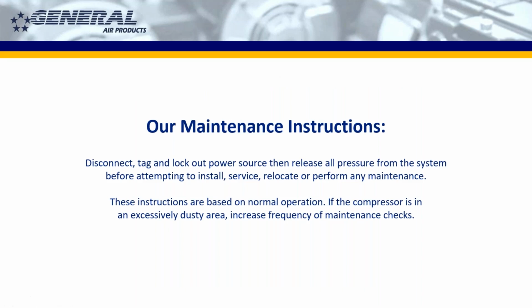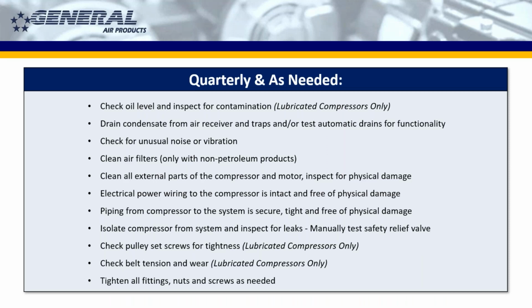Maintenance instructions: make sure that you lock out the power source and shut it off before you do any maintenance. Check oil level. These are our instructions. You want to check the oil level in lubricated compressors. Drain condensate from the air receiver. That's a huge one. We were talking about that, but that's huge. Check for unusual noise or vibration. Clean air filters. Clean external parts.